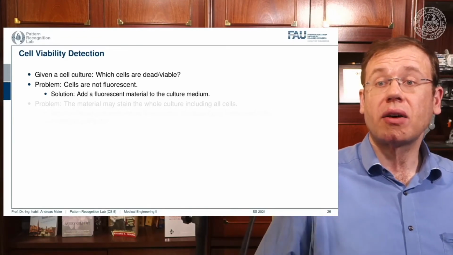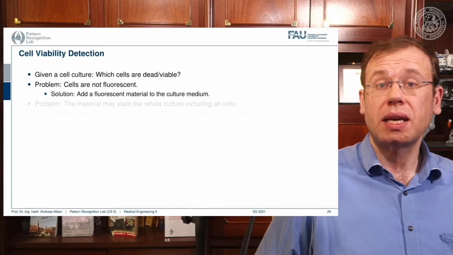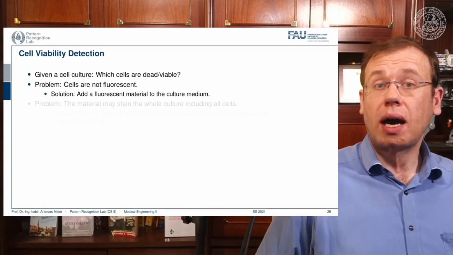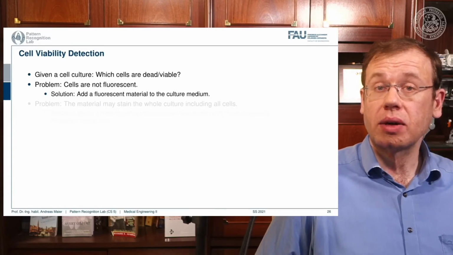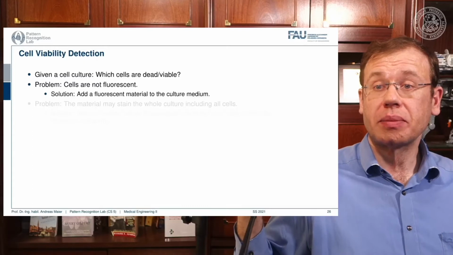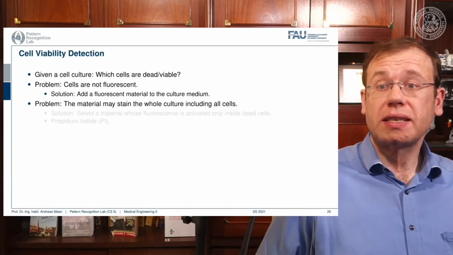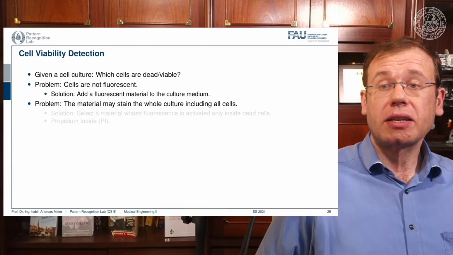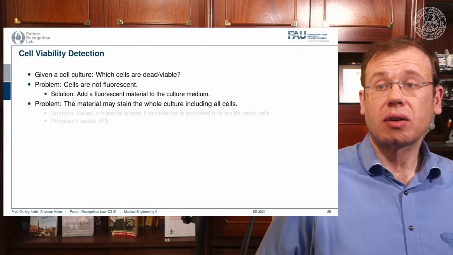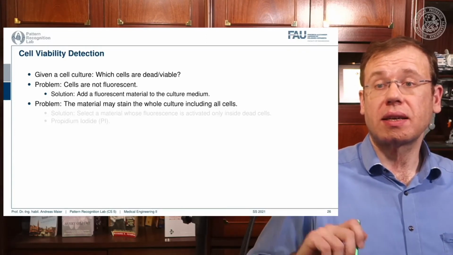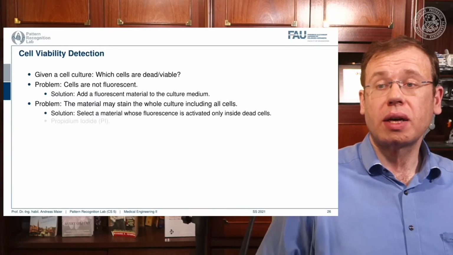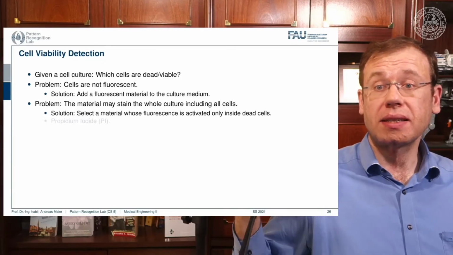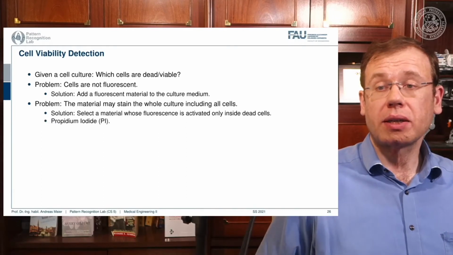So we can add a fluorescent material to the culture medium, and then we have to know how the culture medium and also the cells deal with that particular material in order to understand the visual effect. And one problem that could emerge is that the stain may just affect all of the cells, including the living cells and the dead cells. Then you wouldn't be able to use that. So you need to have a material that is activated only inside dead cells. And this can be done with propidium iodide, PI.